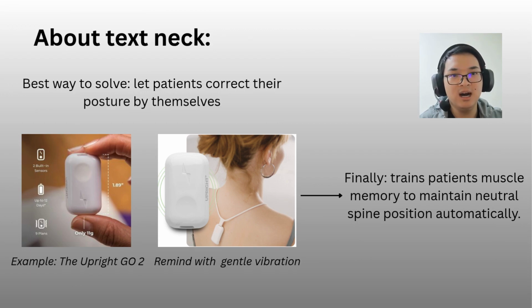For example, the Upright GO2, a smart posture trainer. This tiny 15-gram pebble-like sensor attaches to your upper back using a silicone necklace. It uses dual gyroscope sensors to detect even minor slouching and delivers gentle vibration feedback in real time. Then finally, it trains your muscle memory to maintain a neutral spine position automatically. This method lets patients correct their posture on their own, and it tackles the root cause of the problem and has almost no side effects.